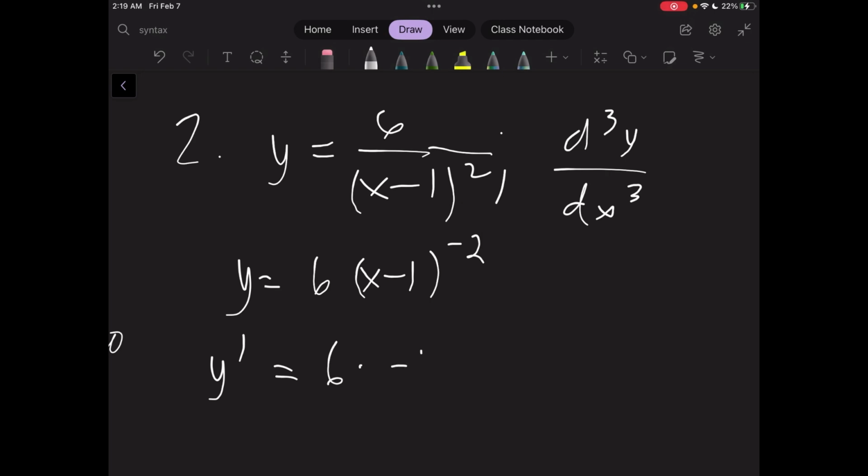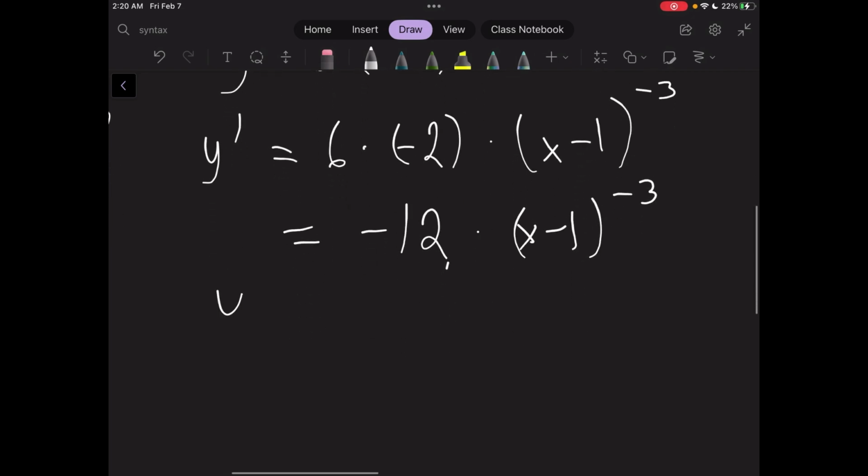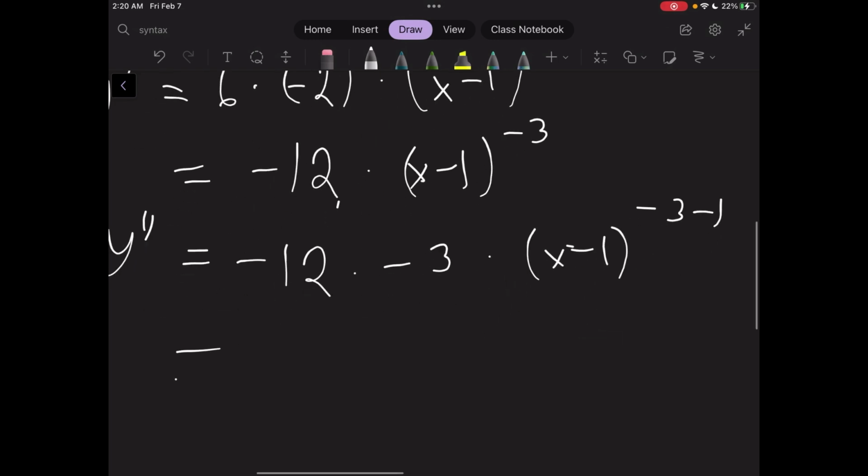So negative 2 times x minus 1 raised to negative 2 minus 1, which is x minus 1 raised to negative 3. To finalize this, negative 12 times x minus 1 raised to negative 3. For our second derivative, we follow through: negative 12 times negative 3 times x minus 1 raised to negative 3 minus 1, and finalize it here, 36 times x minus 1 raised to negative 4.